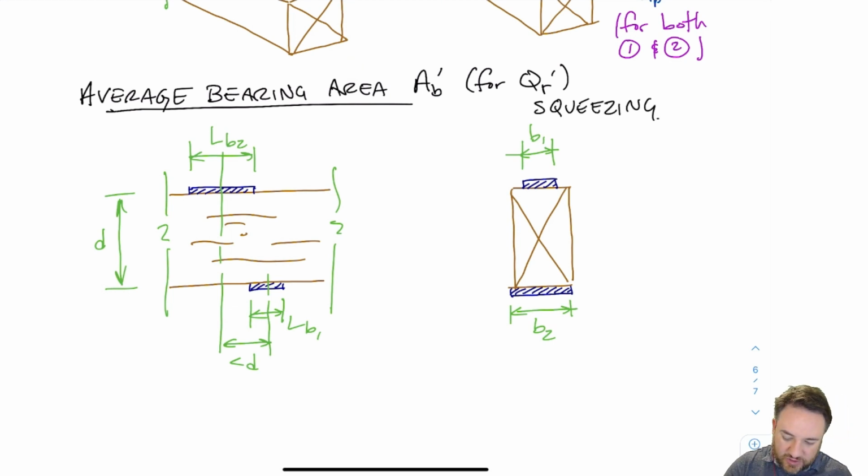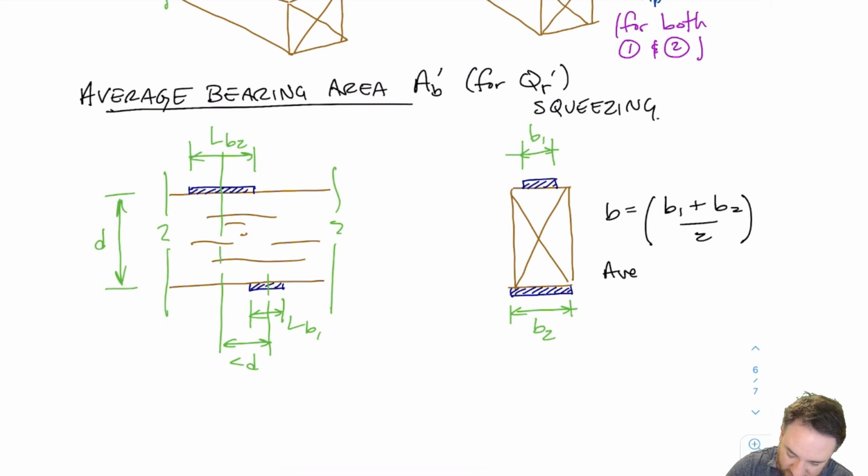Okay, so first I calculate the average bearing width, which is very easy. It's just a straight up average. B, which is the average bearing width, is just B1 plus B2 over 2, which is just literally the average of those two numbers. So this is the average bearing width.